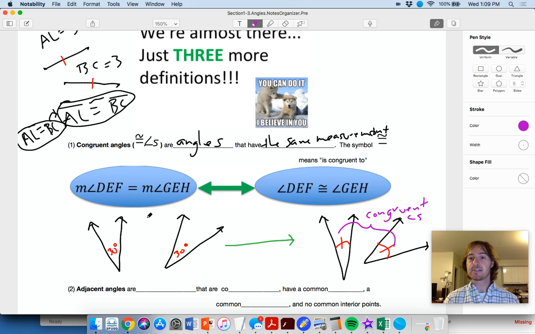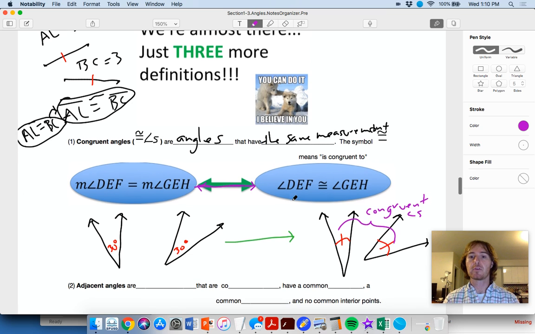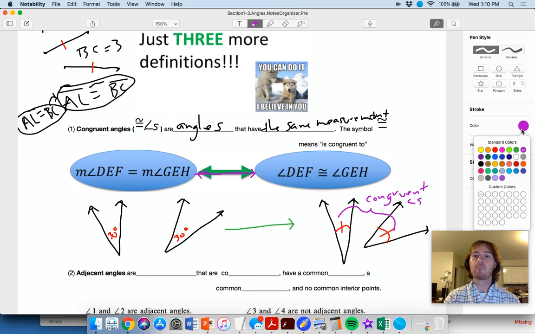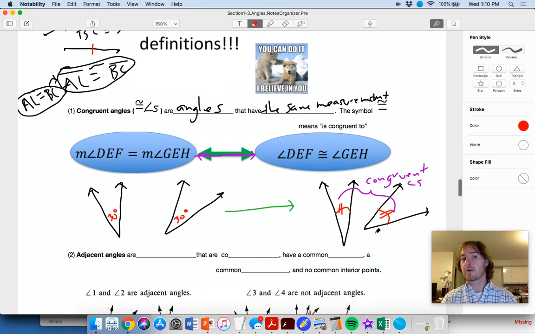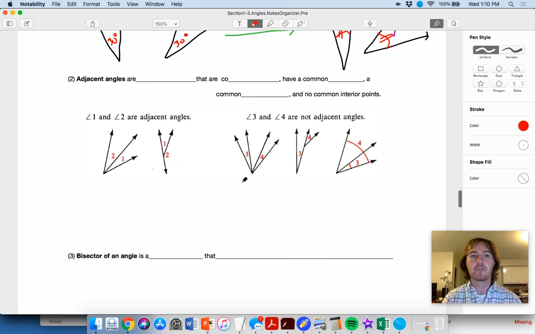If I said this is an if and only if statement, the measure of angle DAF equals the measure of angle GAH if and only if those are two congruent angles. If we know we have congruent angles, the conclusion we can make is that they have the same measure. But if we know we have two angles that have the same measure, the conclusion we can make is that they are congruent angles. That's the definition of congruent angles, okay? If you have more than one angle in a diagram, you might see more than one tick mark. I just wanted to point that out. The tick marks correspond to whether or not they're congruent. Okay, I'm going to keep moving on.